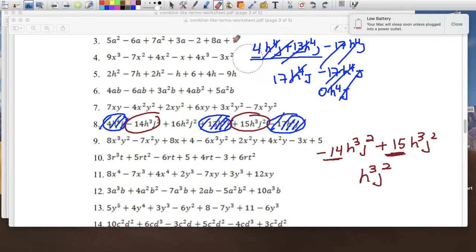And then for lucky me, because I'm running out of room, we have this guy over here. And there's nobody here that's an H2J2. So let me change colors. I'm just going to write that 16H2J2. Remember, we can't just throw it away. So that's what's left over from all that expression.